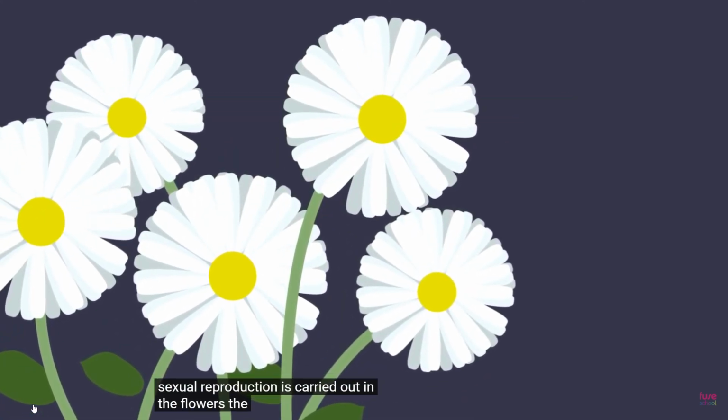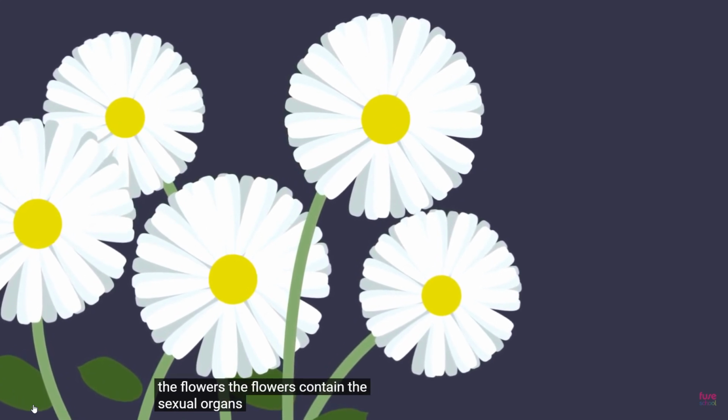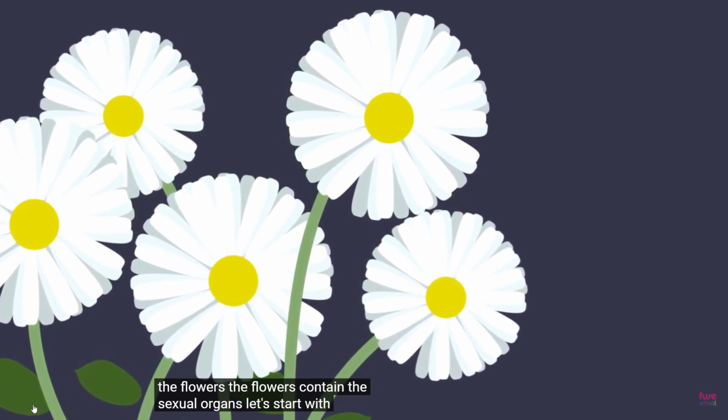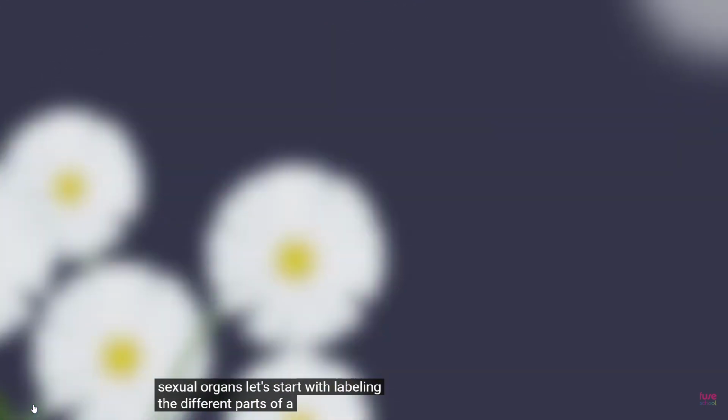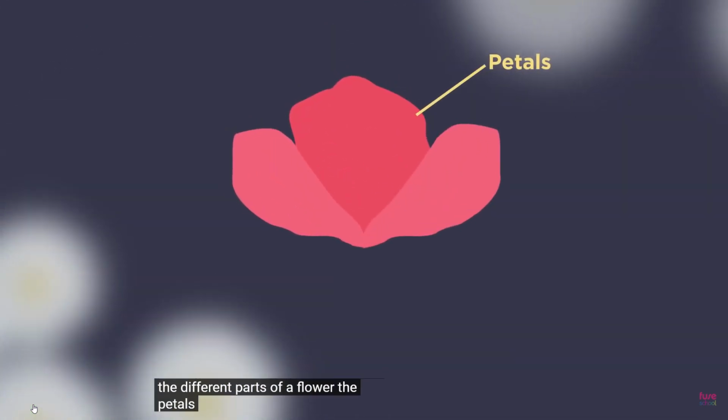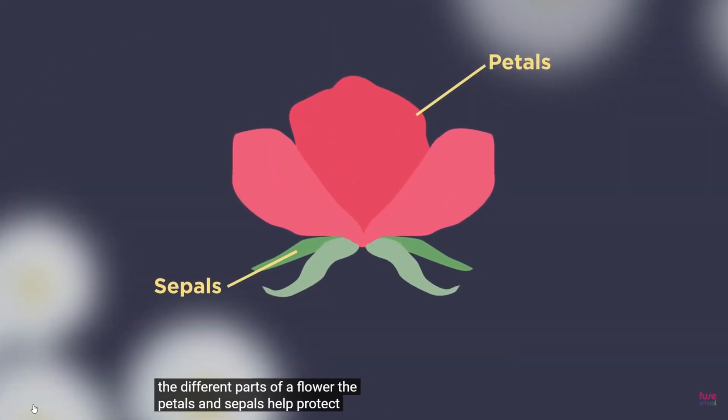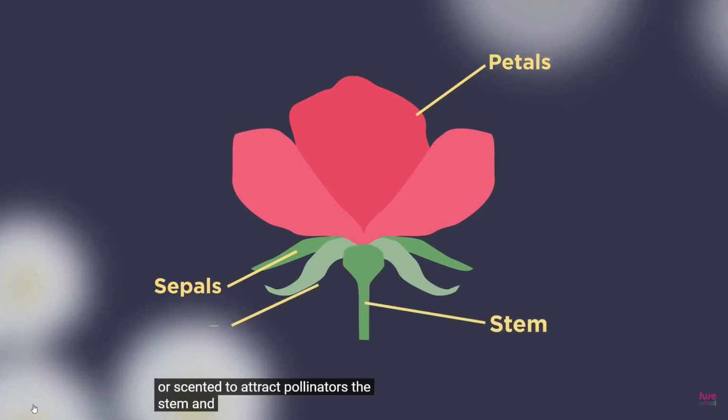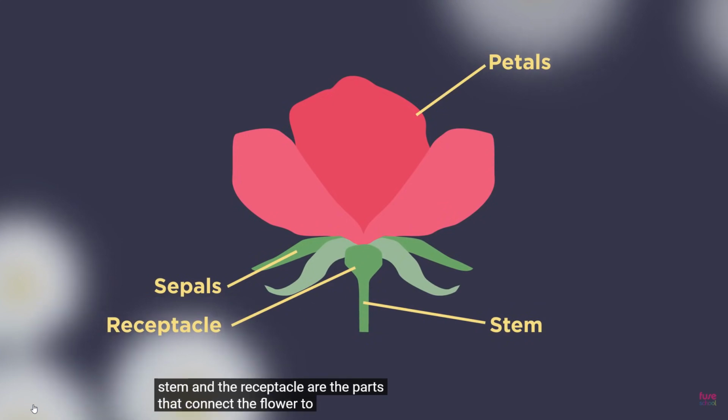The flowers contain sexual organs. Let's start with labeling the different parts of a flower. The petal and sepal help to protect the flower bud and can be brightly colored or scented to attract pollinators. The stem and receptacle are the parts that connect the flower to the rest of the plant.